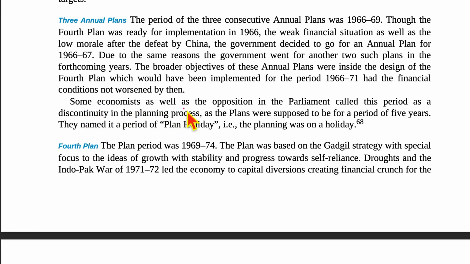had the financial conditions not worsened by then. Some economists as well as the opposition in the parliament called this period a discontinuity in the planning process, as the plans were supposed to be for a period of five years. They named it a period of plan holiday, that is, planning was on holiday.